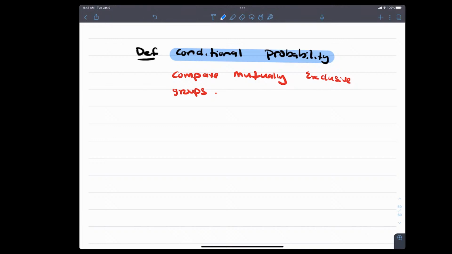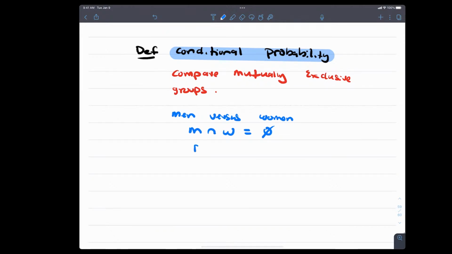Well, the intersection is empty, meaning, for example, men versus who? Women, right? Mutually exclusive meaning that the intersection of the list is empty. There's not a single person who's both a woman and a man at the same time. Those lists are kind of separate. There's a lot of lists that are mutually exclusive. Boys with girls. Okay. Men versus boys.